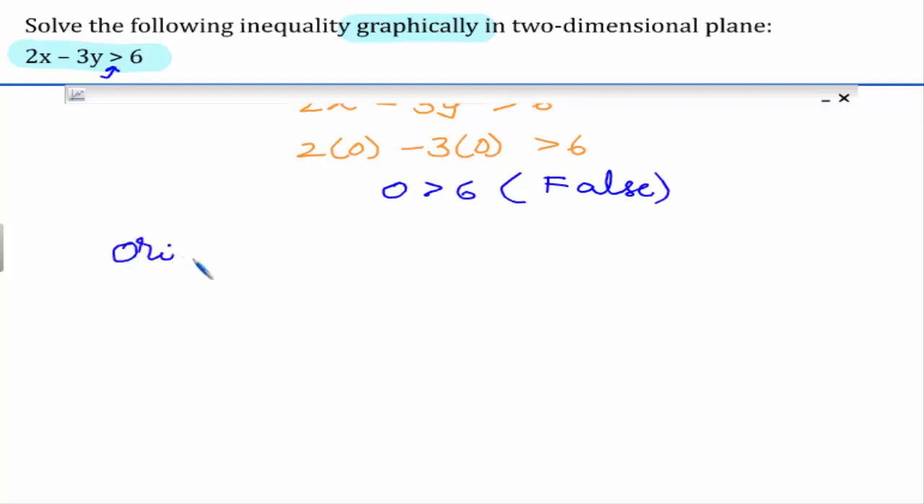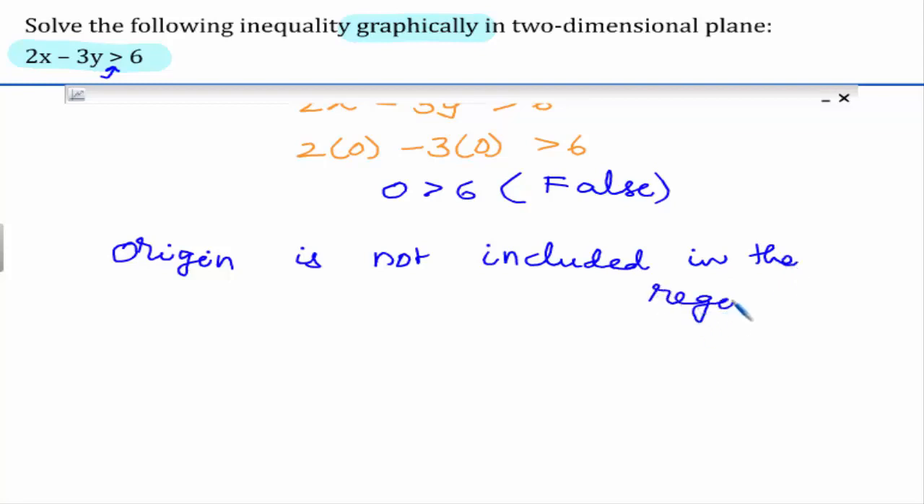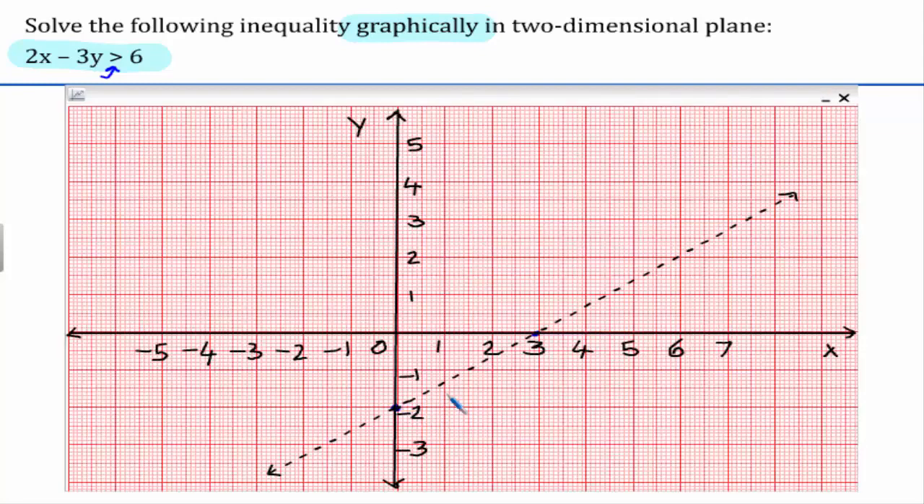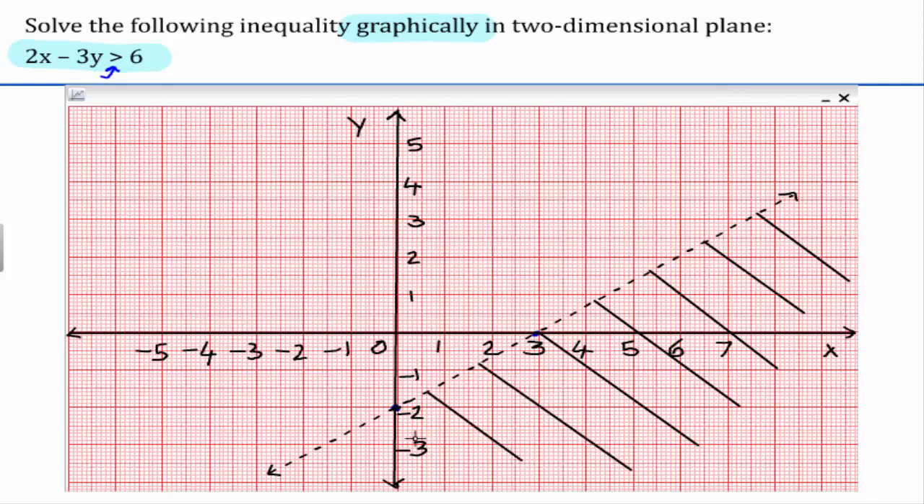So origin is not included in the region. That means we need to draw the arrow marks just opposite to the origin. And the crucial point in this graph is the dotted line. So the inequality here is 2x minus 3y greater than 6.